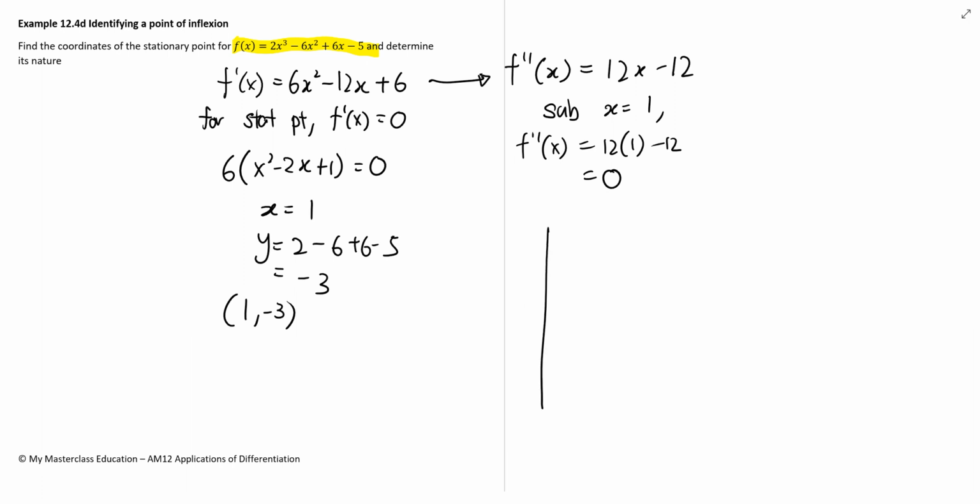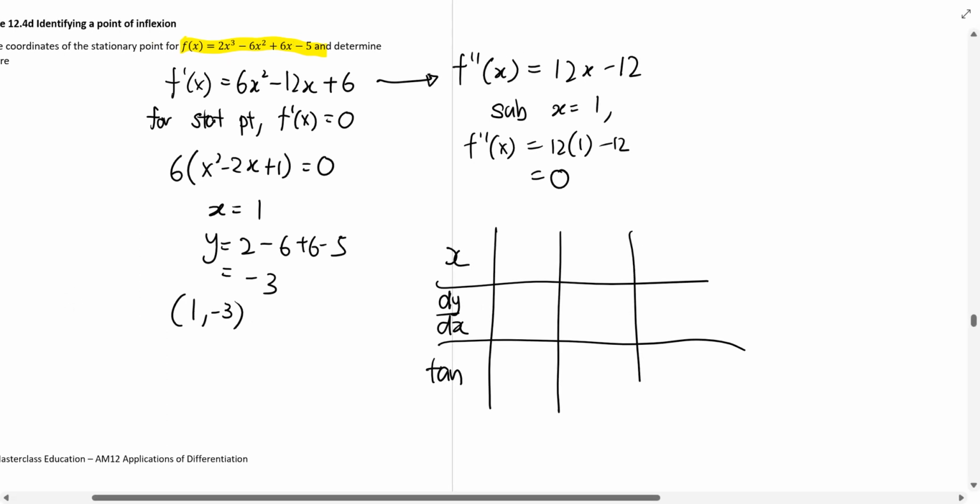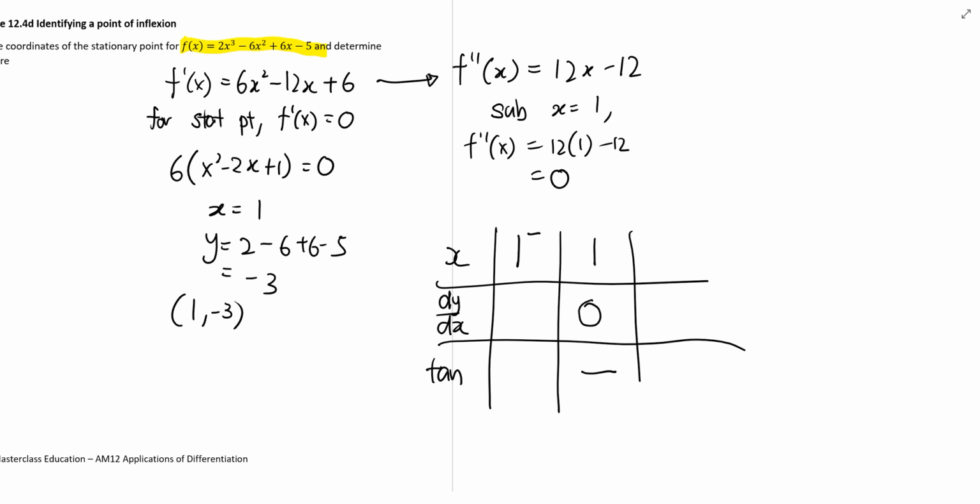So how do I do the first derivative test? Draw something like a tic-tac-toe. This will suffice already. This is x, this is my dy/dx, and then this is my tangent. My x value is 1, the dy/dx is 0, and the tangent is flat. On the left side of 1 is called 1 minus, on the right side of 1 is called 1 plus.